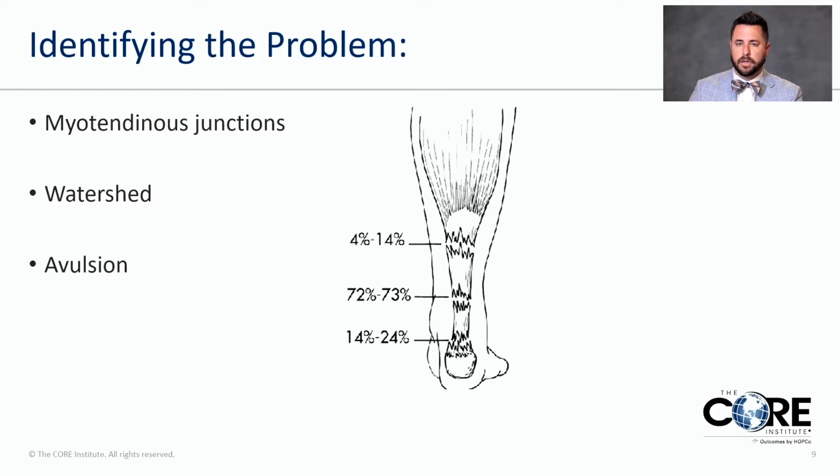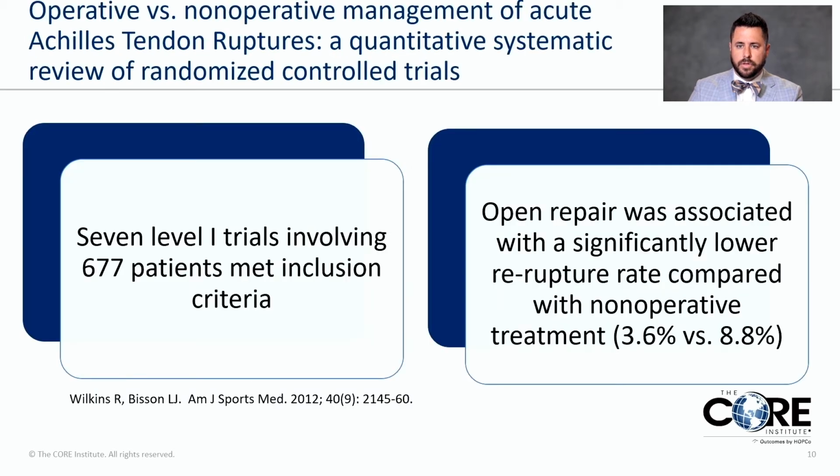This is where, when people play basketball, they feel that kick. That's usually where these sites rupture. So now that we've identified the problem and the location, we start to talk about whether this is more of a surgical management or more of a conservative care.